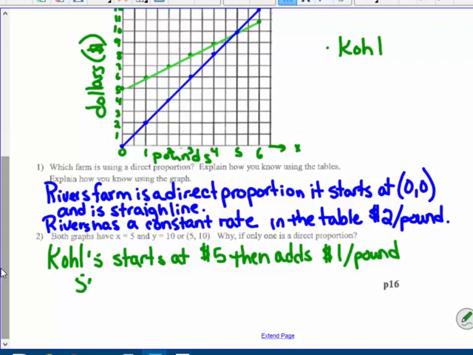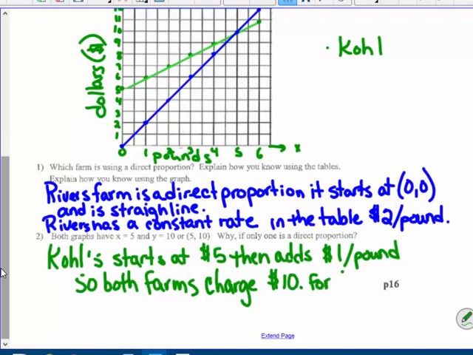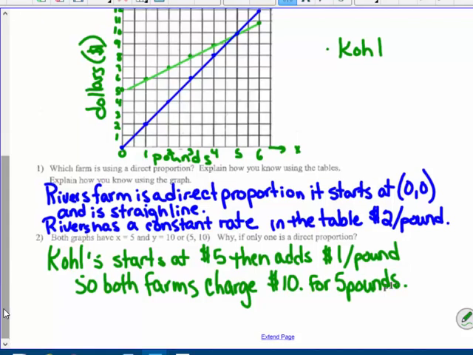So both farms charge $10 for 5 pounds. And we'll talk about this more in class tomorrow. That's it for today's video.